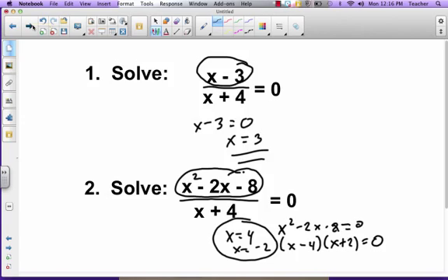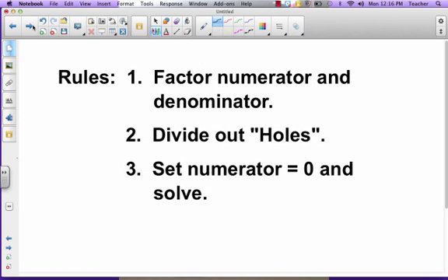So if we look at our rules, the first rule is we're going to factor the numerator and denominator. In the examples coming up, you'll see that they're already factored. Then we're going to divide out the holes, and that's what we did in the previous section, the holes where we have the same factor in the numerator and denominator. And then we're going to set the numerator equal to 0 and solve. So these 3 steps are what we're going to utilize to solve our problems for today. I'll leave this up here for a second so that you can write those 3 steps down.